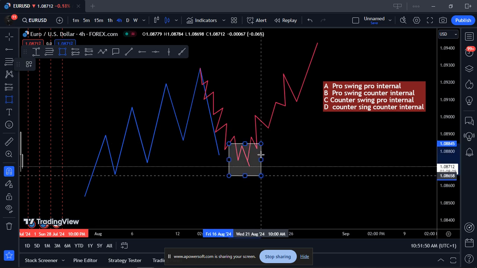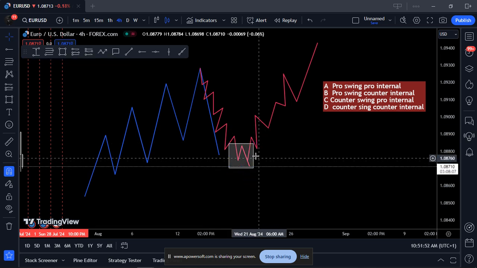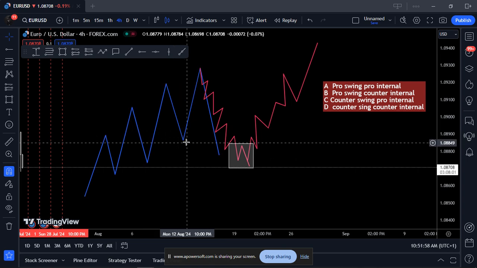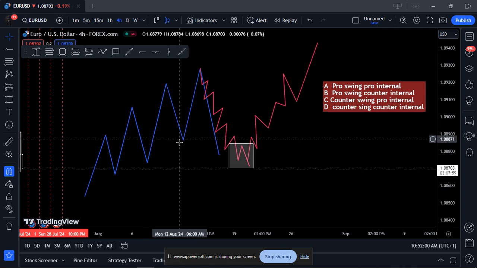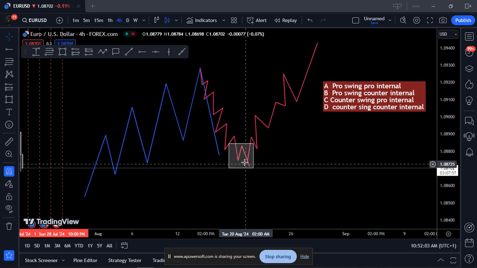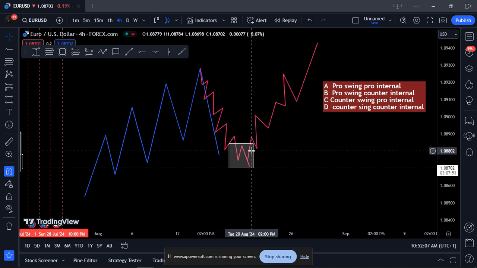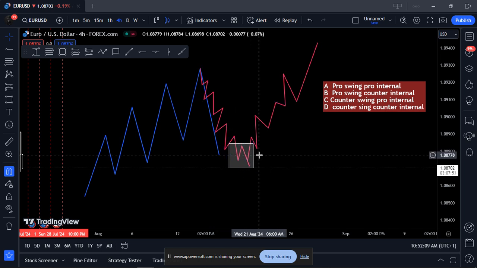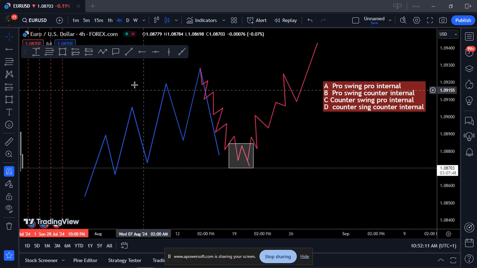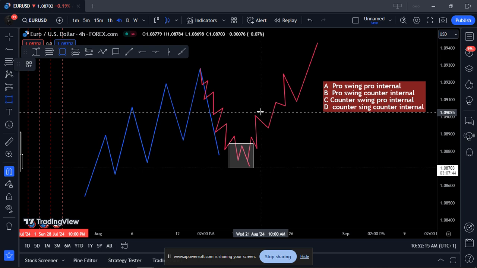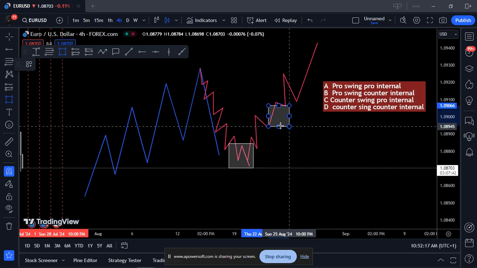At this point here, we are going against it. So this is at this bottom, this is your B, pro swing counter internal. That is after catching the low, after the falling liquidity has been taken. I just hope you understand this because I know I'm not doing justice to it as it is in my head. This is your B. Then, and there's a reason I called out a photon. You understand it better if you go through them.